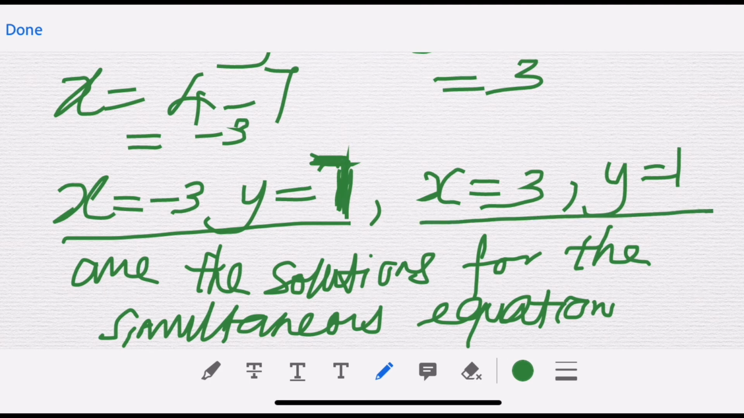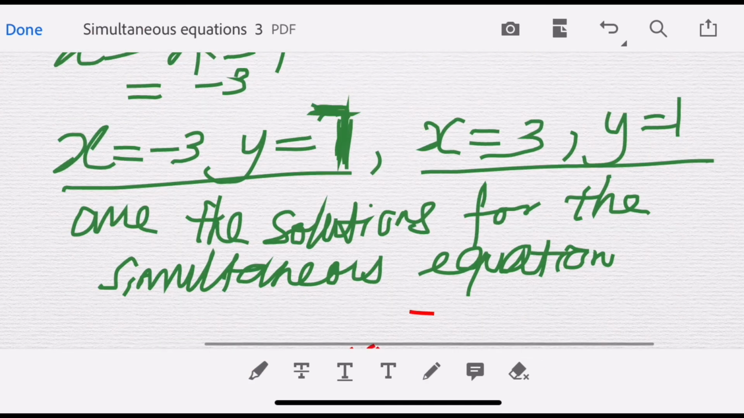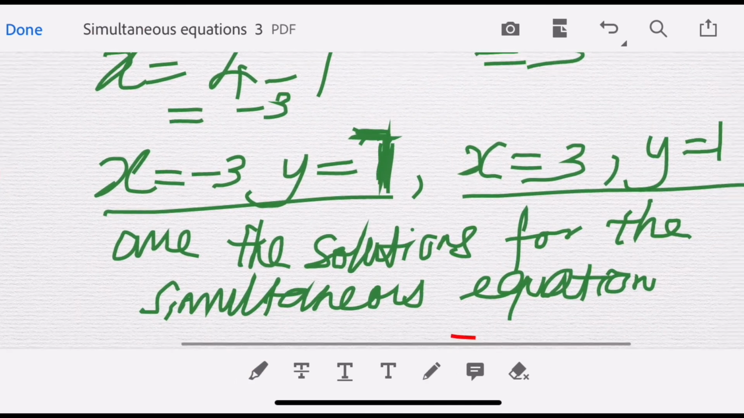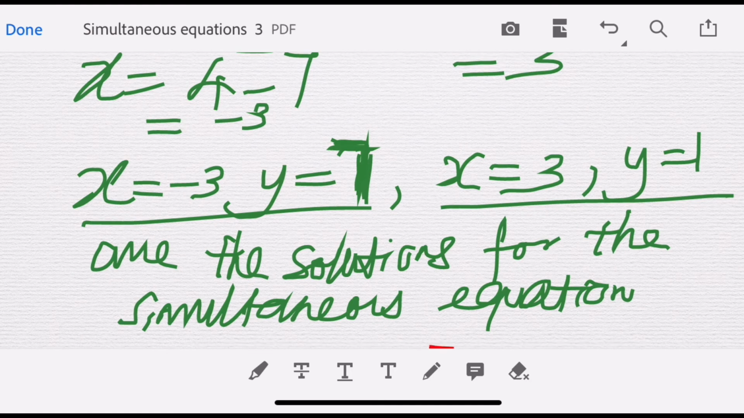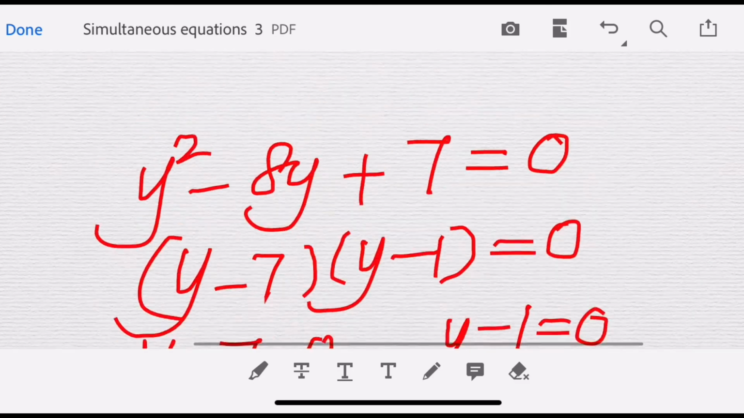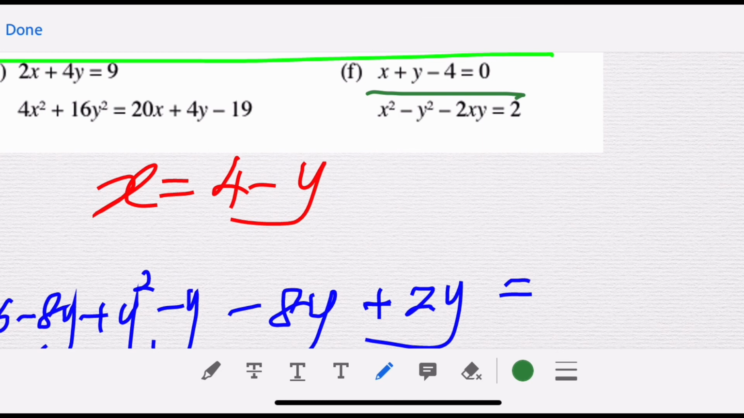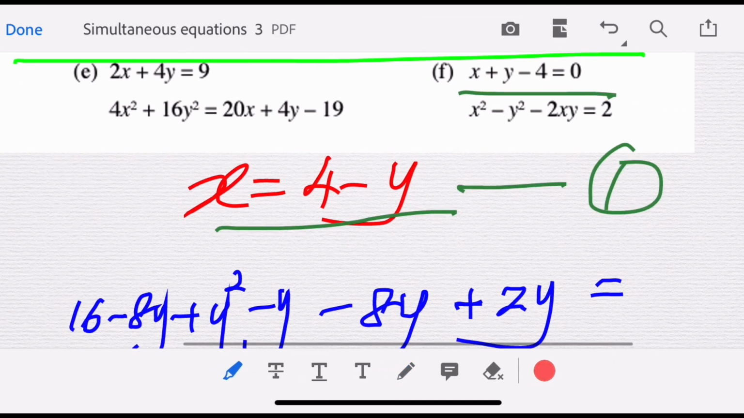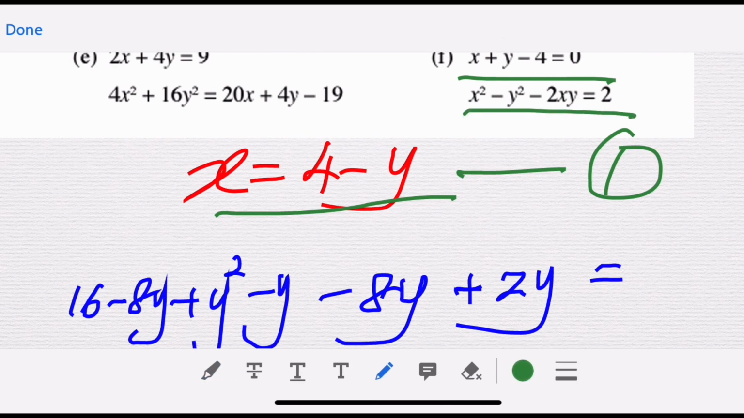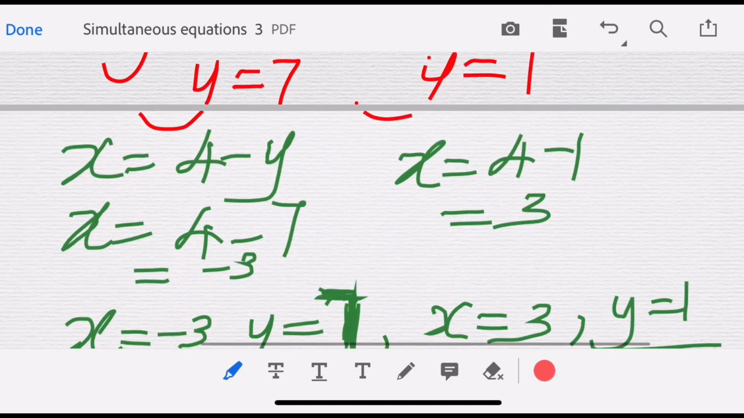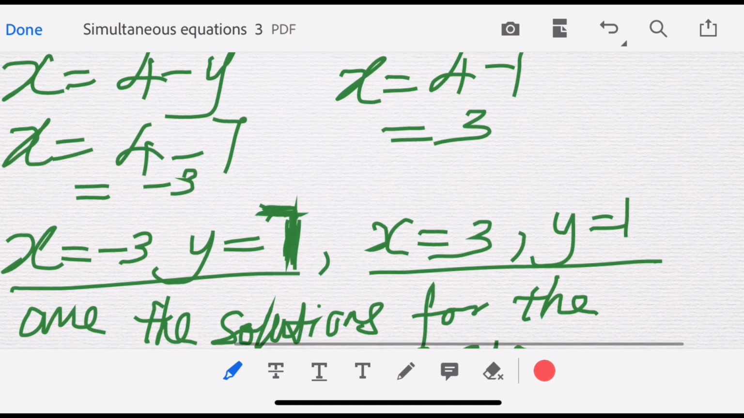Alright. Okay, so I have solved 3 simultaneous equations with you. So I really hope that you actually gain more experience after you solve many simultaneous equations. So we managed to solve this one by expressing x in terms of y, and we substitute into the nonlinear equation, and we simplify, factorize, and we solve the x and y.